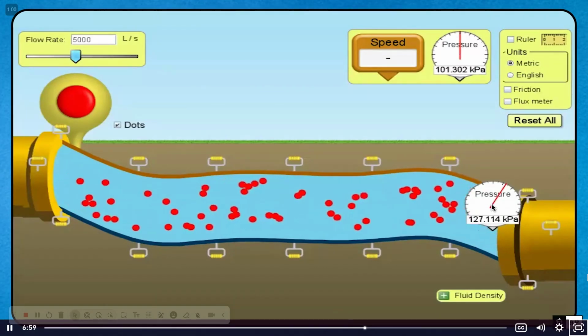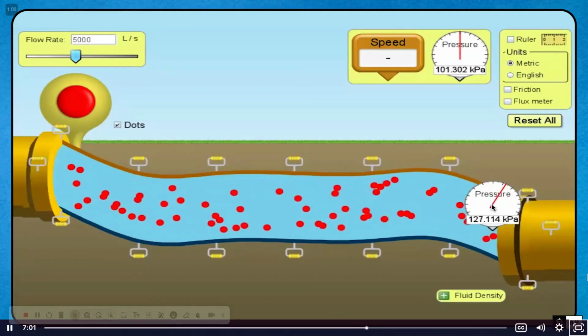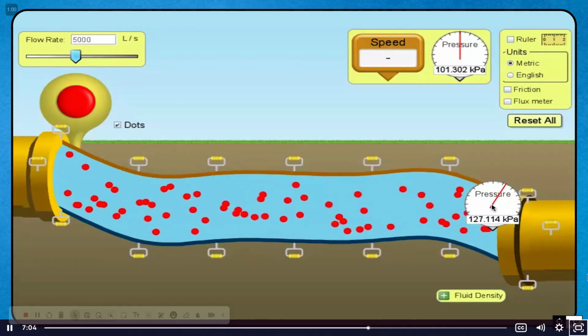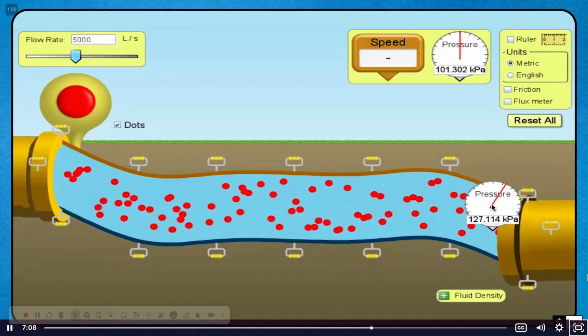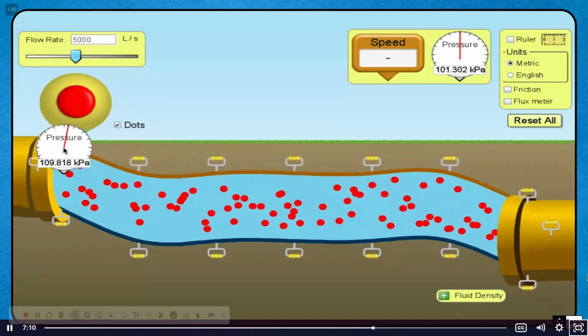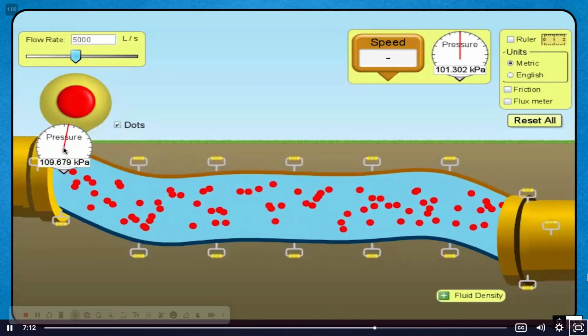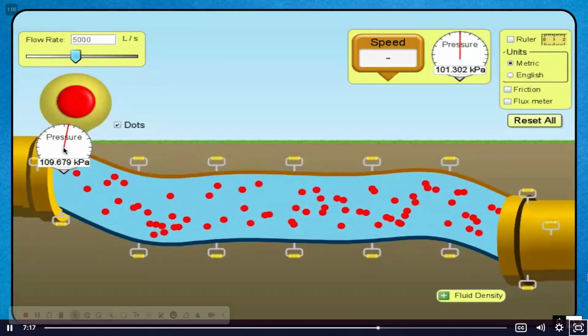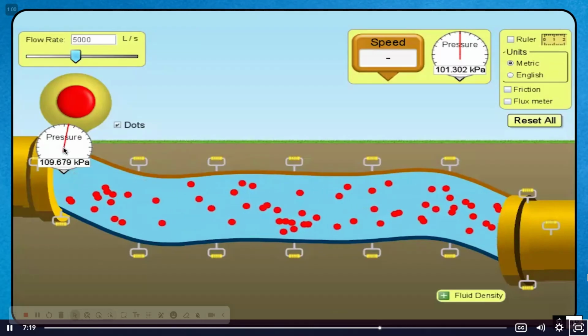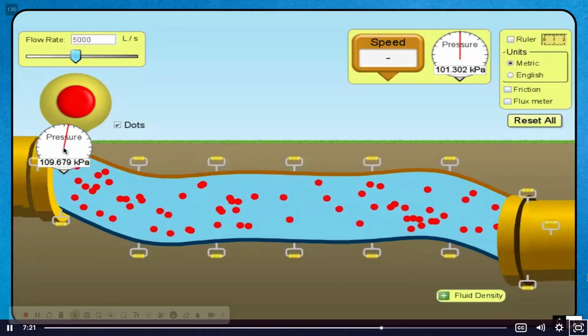127.114 kilopascals. So that makes sense because I'm deeper in the water in effect. The lower the vertical position, the greater the pressure. The higher the vertical position of the pipe, the lower the pressure. So if I put all those quantities together, which we're going to in just one second back on the slide deck, we'll get Bernoulli's principle. Let's head on back over there.